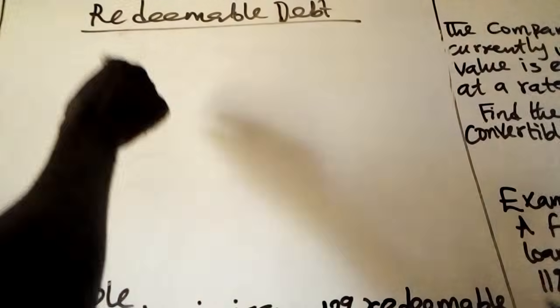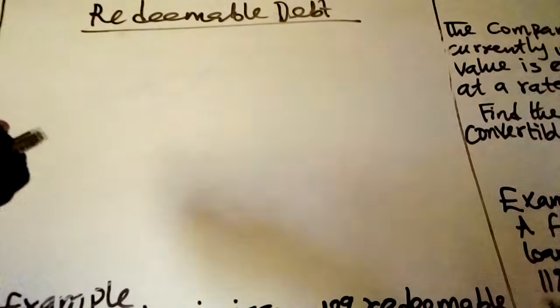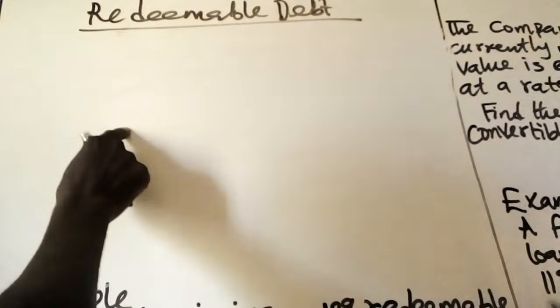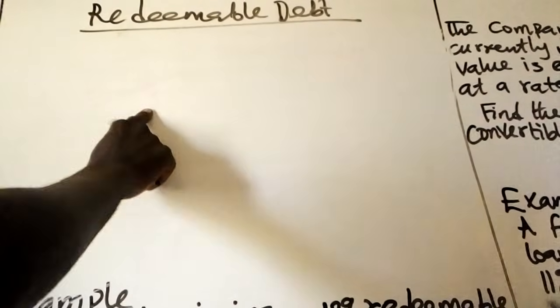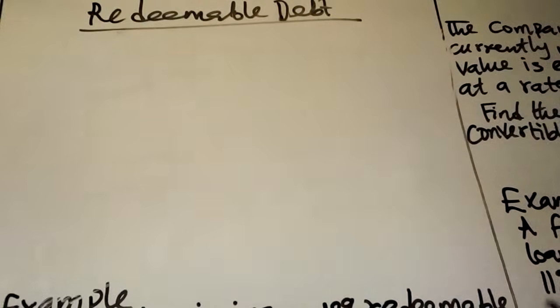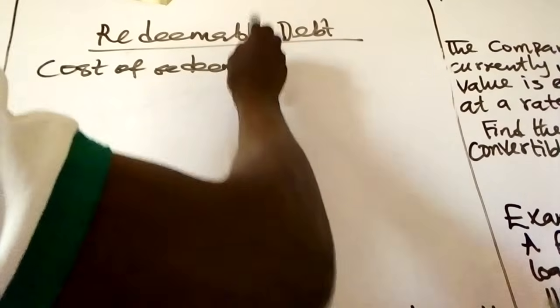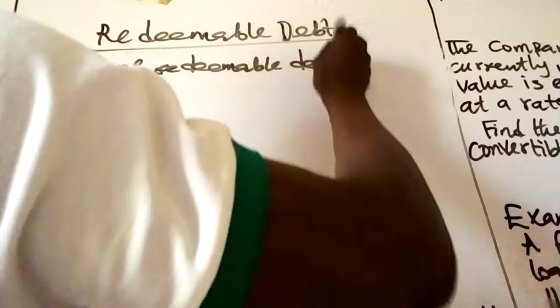Debt is always quoted in $100. In the Nigerian context, 100 kobo nominal. Two, the interest rate is always stated as a percentage of the nominal value, called the coupon rate. So cost of redeemable debenture or redeemable debt.